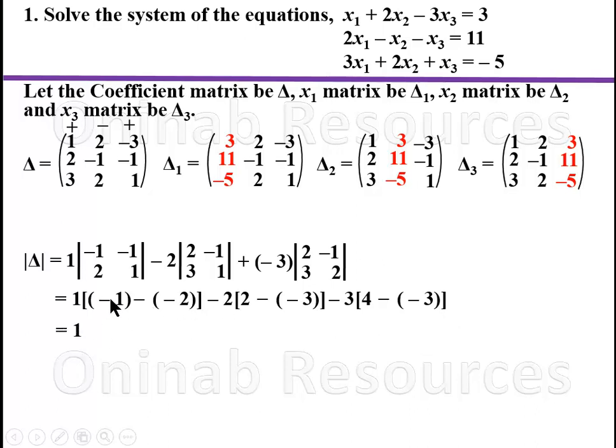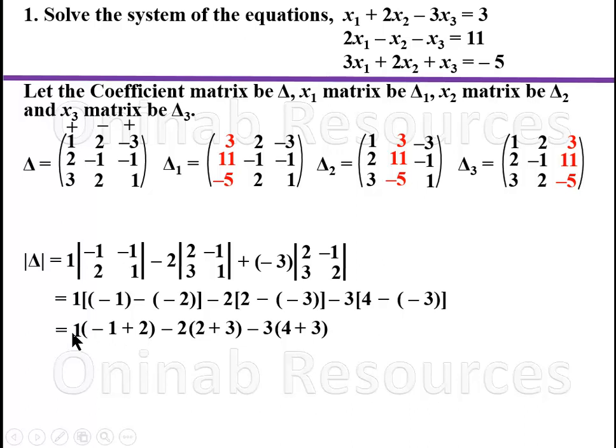So here, 1, this is -1. Negative times negative gives positive. So we have a plus 2 there. Here what we have outside is -2. So we have 2 here. Negative gives positive. That's plus 3. We have -3 outside. This is also 4. Negative gives positive. So we now evaluate.